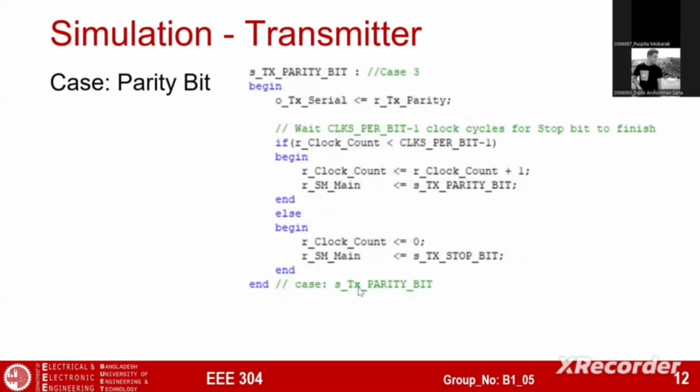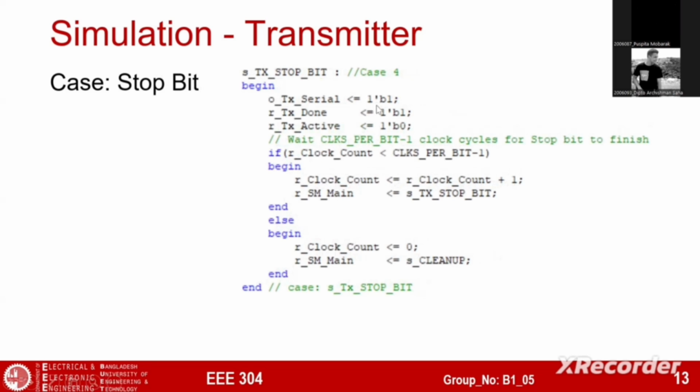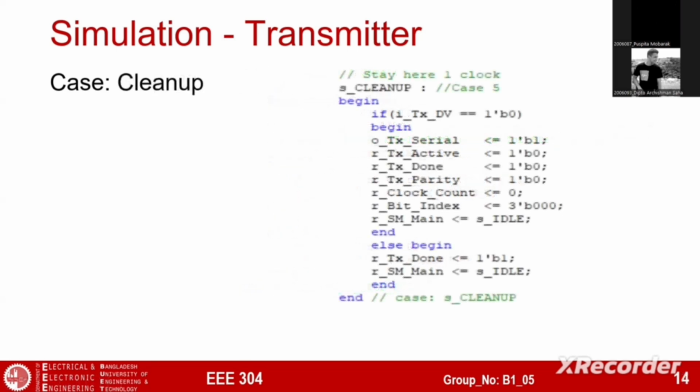And here we are showing the parity bit case. Now we have stored the parity in RTX parity, and in this case we have shown the serial bit is equal to the parity bit, and it will again wait certain clock cycles to finish, and then it will move to the next state, which is the stop bit. The stop bit is 1, which is shown here, OTX equal to 1, and then it will execute the cleanup, that is actually another stop bit, and then the process is completed for the transmitter part.